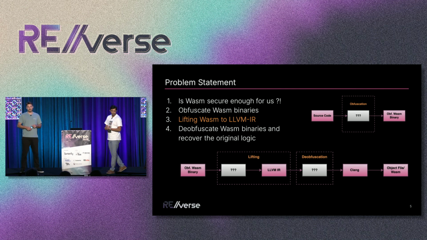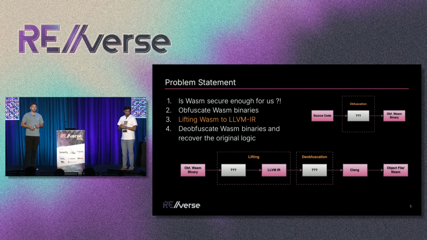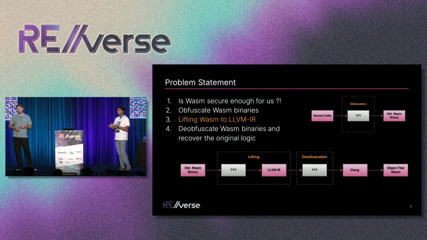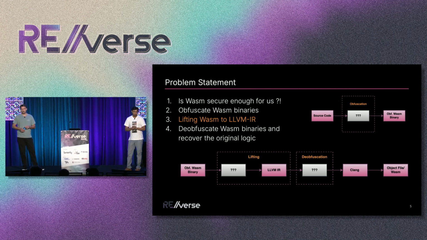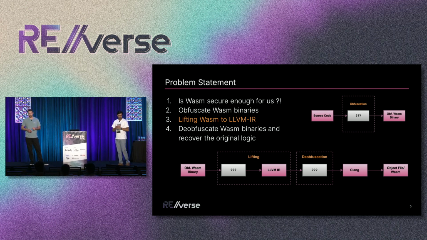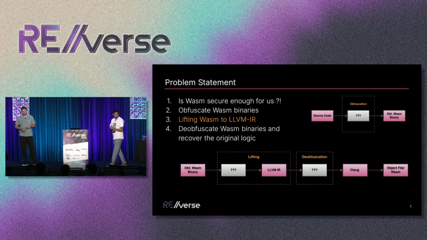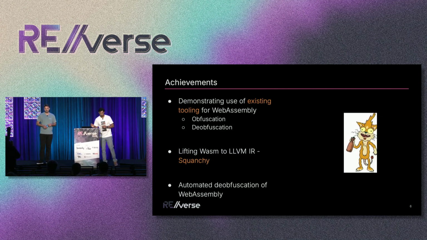Okay, so we have a few problem statements now once we started collaborating. First and foremost, as Peter said, is it secure enough for our use cases? And then in terms of tooling, how can we obfuscate the Wasm binaries? How can we de-obfuscate them? And among all of this, one of the important questions came up: how do we lift Wasm to LLVM IR? So we'll take you through the journey, how things were.